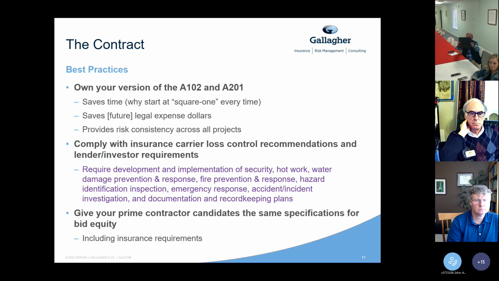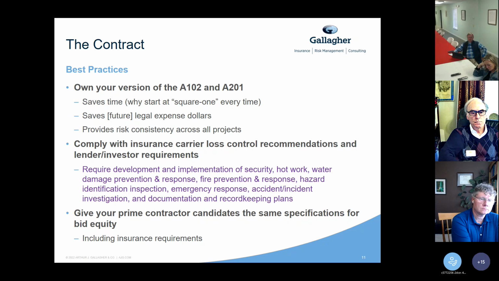Some best practices for these types of contracts that we recommend is, if you're doing a lot of construction, it may be a good idea to own your own version of the A102 and A201, which are the AIA agreements most commonly used in construction projects. This is just to save time and future legal expense dollars. This way you only have to pay an attorney to write this agreement for you once, and then you can use it. It also provides risk consistency across all of your projects.